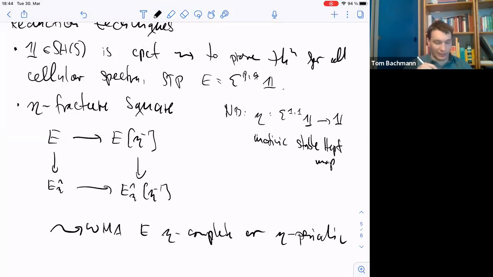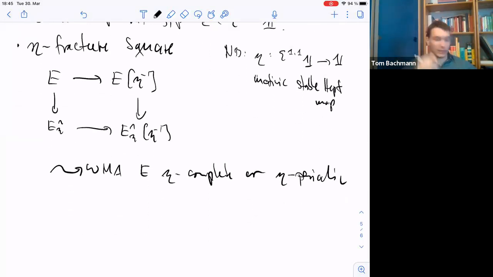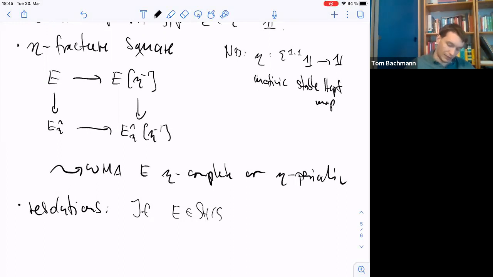Okay, and then the final technique which I'm going to use is these nilpotent resolutions. And it goes like this. So if E in SH(S) is connective, I mean it's maybe not immediately clear what that is supposed to mean, but the spheres are going to be, maybe, n-connective for some n. That's basically all that we need to know.